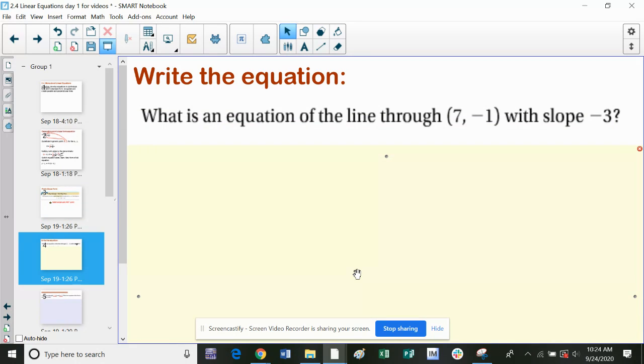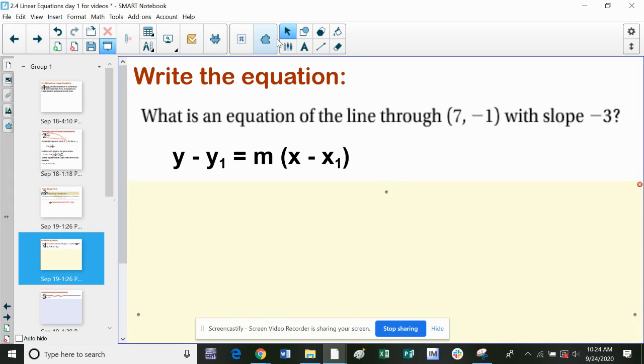Okay, so here we go. What is the equation of a line through a point, (7, -1), and a slope of -3? Well, we could use slope-intercept form, but actually point-slope form is way faster. So again, in your notes, and I'm going kind of quick, so you can pause, rewind as much as needed. But here is the formula we're going to use: y minus y1 equals m times x minus x1.